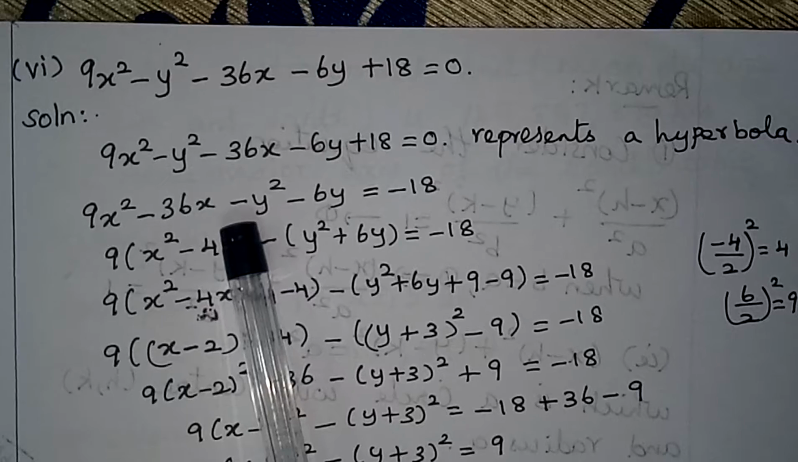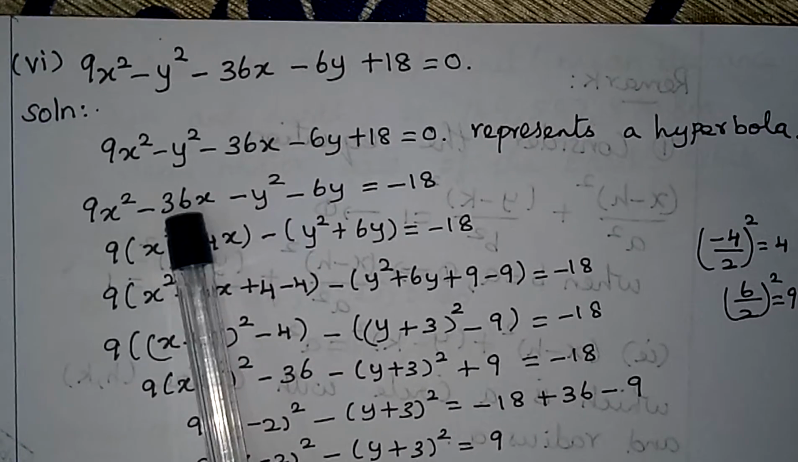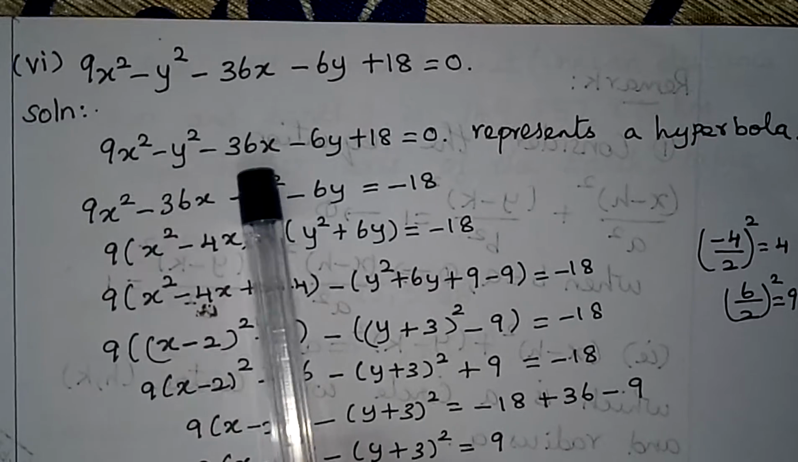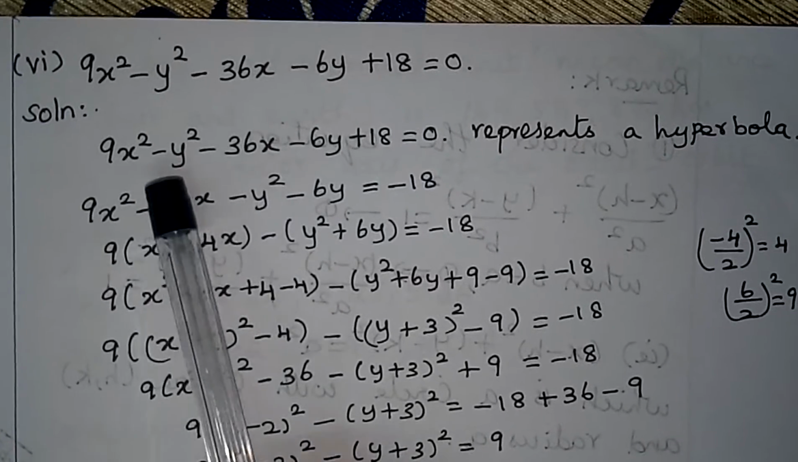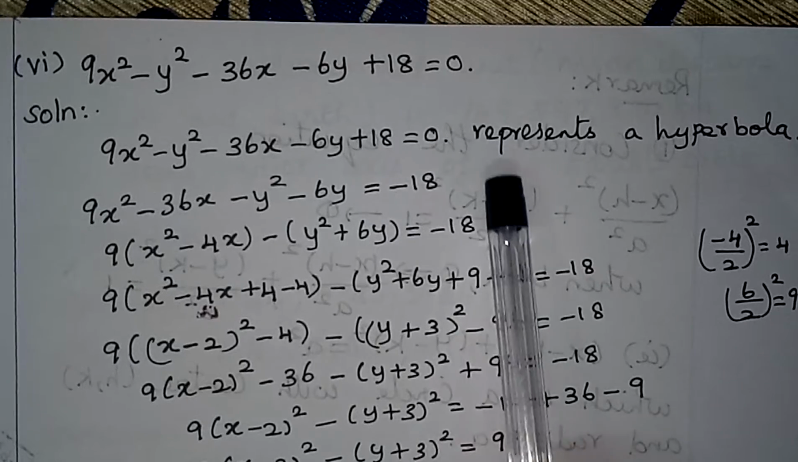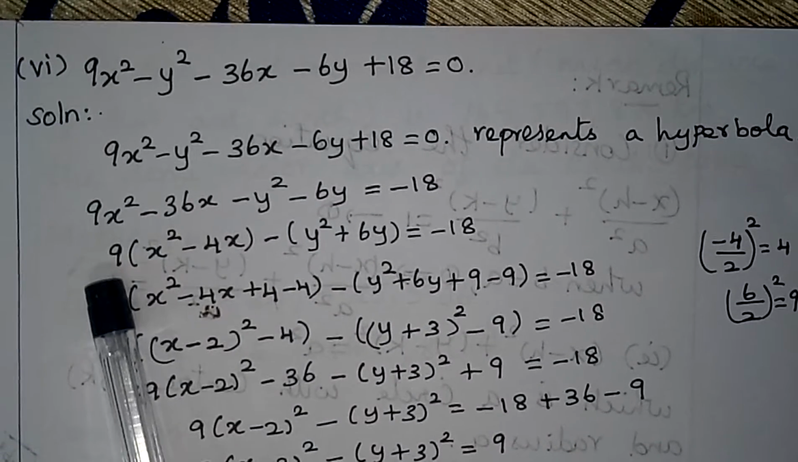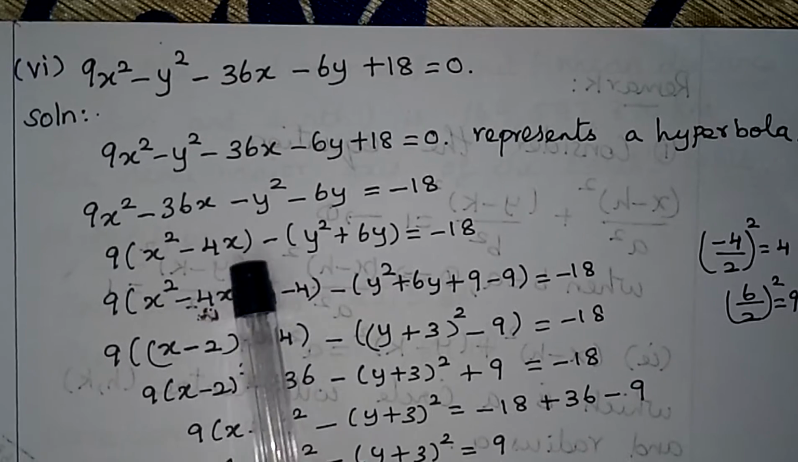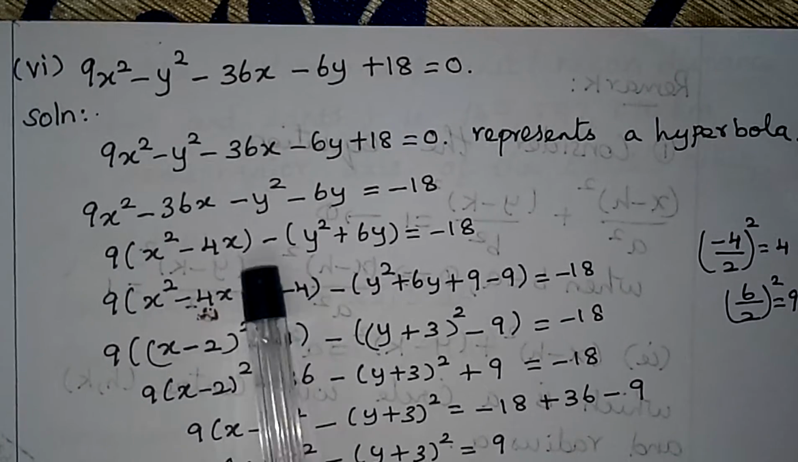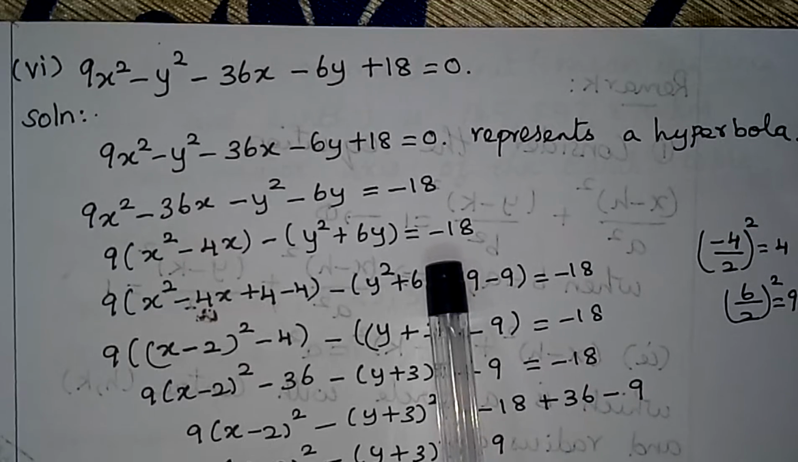Now I am going to bring it to standard form. How we can do it is, from the first two terms, along with the x square term you take this x term. Then along with this y square term you take this y. Then take the constant term to the next side. From these two terms you can take 9 outside. It is x square minus 4x. Here you take minus sign outside, so both will become plus. Y square plus 6y is equal to minus 18.